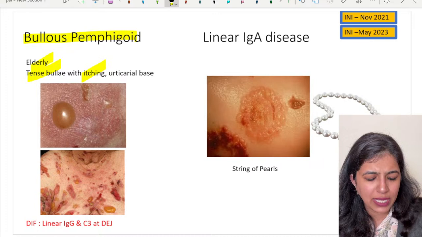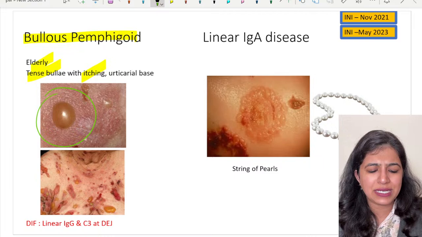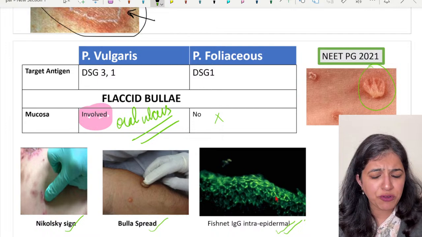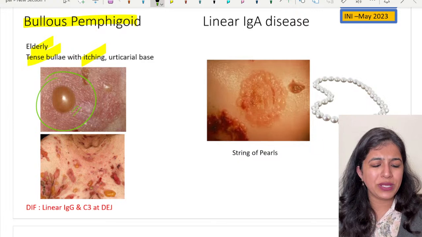As simple as that. Then when you look at the image, you see this balloon which is full of water. It's a tense balloon. This is a tense bulla. Contrast it with this here. A flaccid bulla. This is a floppy bulla. On the other hand, see this tense bulla. This is full of water. So elderly patient with tense bullae with itching is bullous pemphigoid.